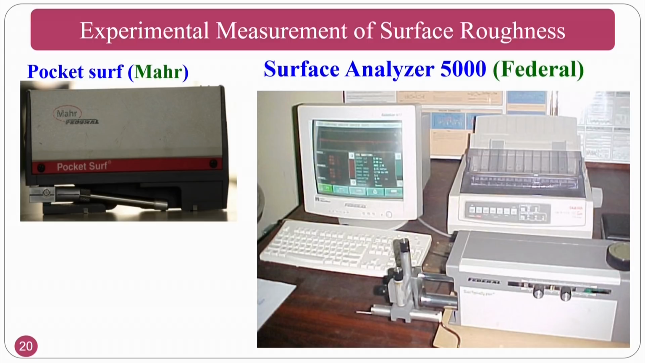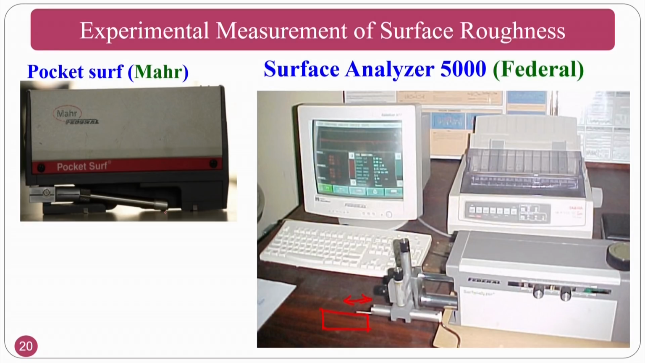If I want the pocket one, it is a portable one, you can take it to any place. Just assume that I am doing a lathe operation on a big rod. If I want to measure the surface roughness at different levels, you just put it on the top surface and you just measure it.